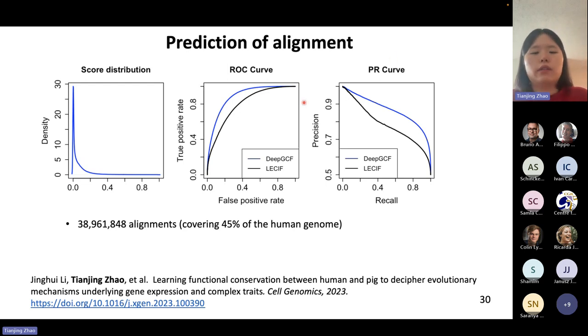And here I just want to show you very preliminary results, some results of the scores. Here we use many alignments between human and pig, which cover 45% of the human genome. We can see that most of those regions have a pretty low score, which means they are unlikely to have similar functions between human and pig, but we do have some regions with a very high score. This paper was published about 2 months ago, and we also have many results to validate that our score is actually informative. We have many figures and downstream analyses, and for more details, please refer to our publications.